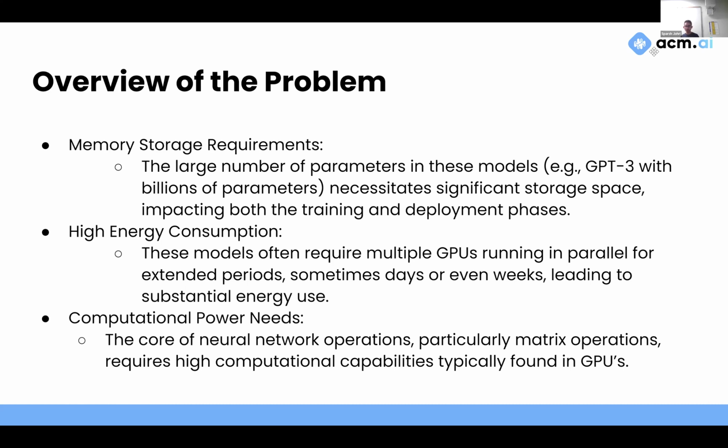And then the third problem is that the core of the neural network operations, like the matrix operations and so on, requires the high computational abilities of GPUs, but the number of operations being done is so high that it strains even what GPUs are able to do. So those are the three parts of the memory issue when it comes to neural networks as they are today.